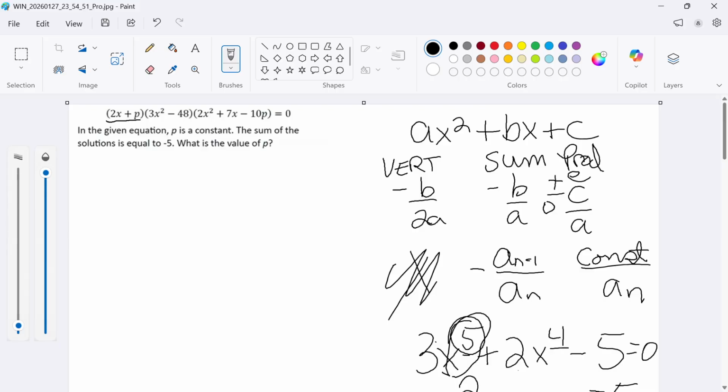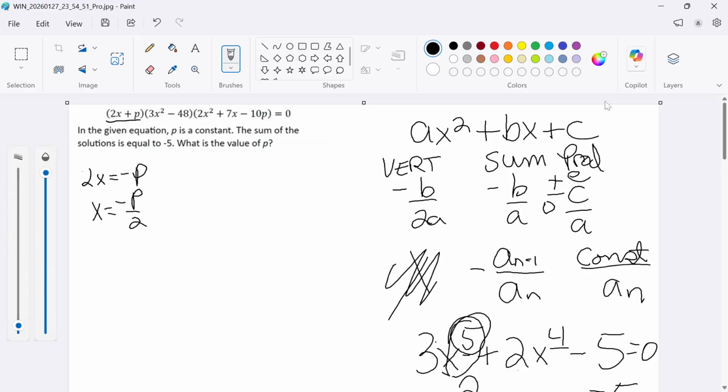So when the greatest power is x squared, third, fourth, fifth, sixth, this works. When the highest power is just x or just a number, you don't do this. You can just solve it. 2x plus p, set it equal to 0. 2x equals negative p, and then x equals negative p over 2. There's only one solution to that, and that's the sum of the solutions, negative p over 2.